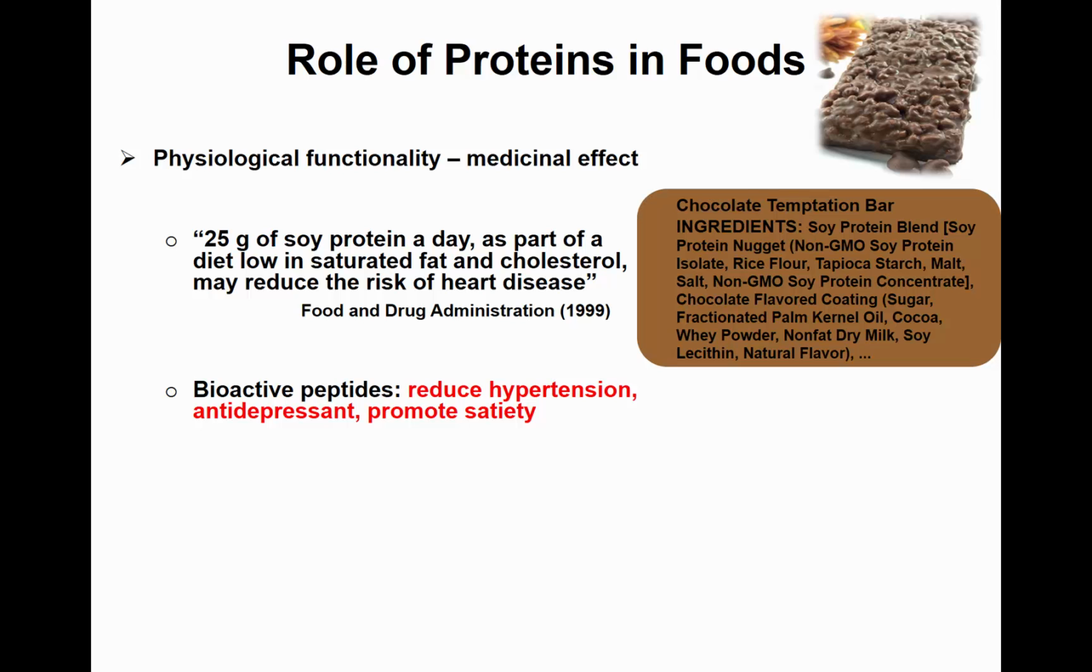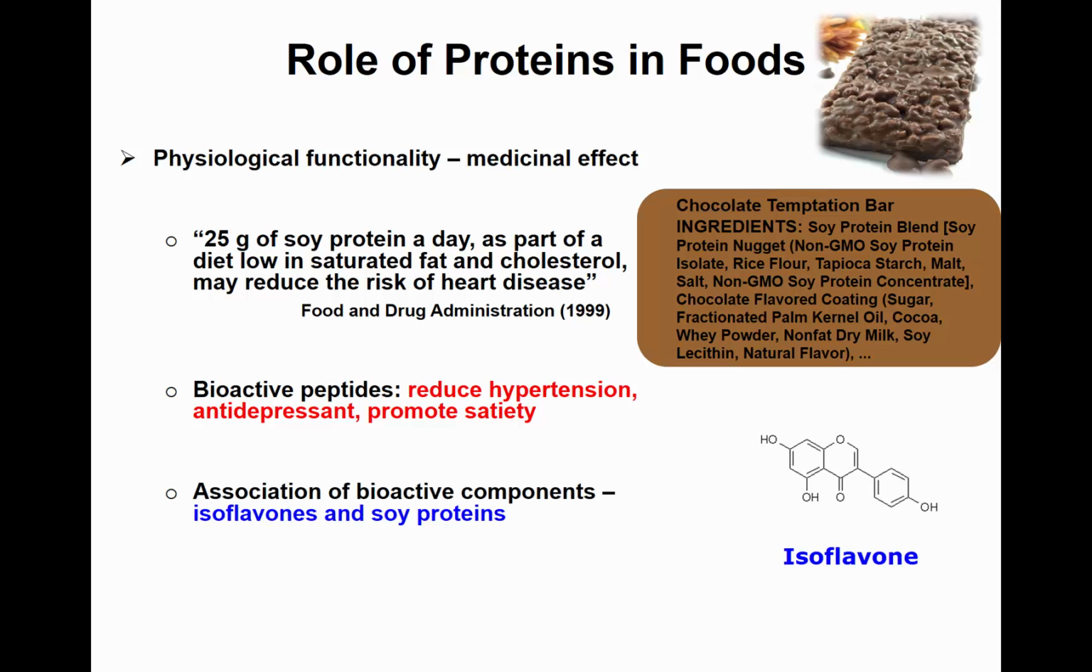In addition to that, physiological contribution is related to bioactive peptides. So when you chop up the proteins into pieces, these pieces are called peptides. Whether you chop them up in the body by digestion or by hydrolysis outside of the body, forming an ingredient that is hydrolyzed, you may generate peptides or sequences that are bioactive. That means they have physiological function, such as reduction of hypertension, antidepressant, promoting satiety, and others. Antioxidant is another one.